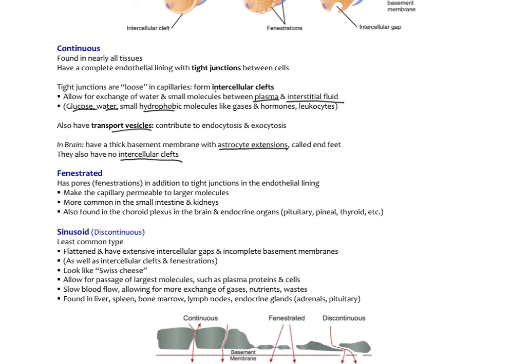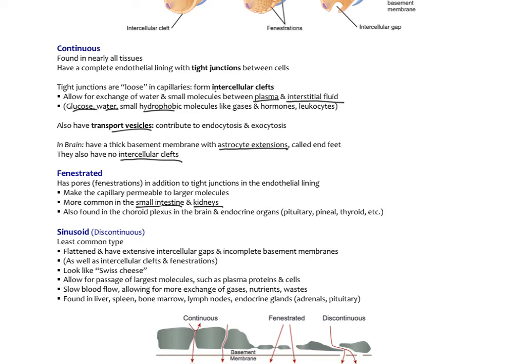Fenestrated capillaries have pores called fenestrations, in addition to the tight junctions in the endothelial lining, and that makes the capillary permeable to larger molecules. We see that very commonly in the small intestine and in the kidneys. That's part of the filtration barrier in the kidneys. So large molecules can all pass through those fenestrations without having to be actively transported.